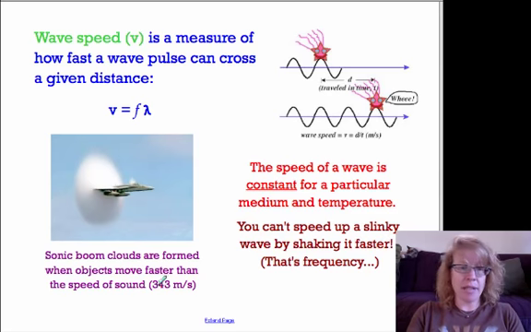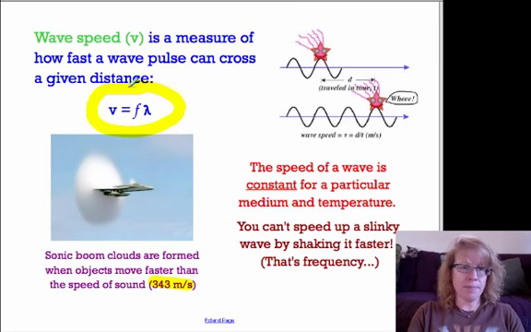Sound's quite a bit slower. You can see actually I've got the speed down at the bottom here. Sound, if I go boom, it's actually only going to go 343 meters in a second, as opposed to light, 300 million meters in a second. So again, velocity is how fast it crosses space or distance, and velocity, just like anything else, is distance divided by time. Same thing is true here when we're talking about waves.